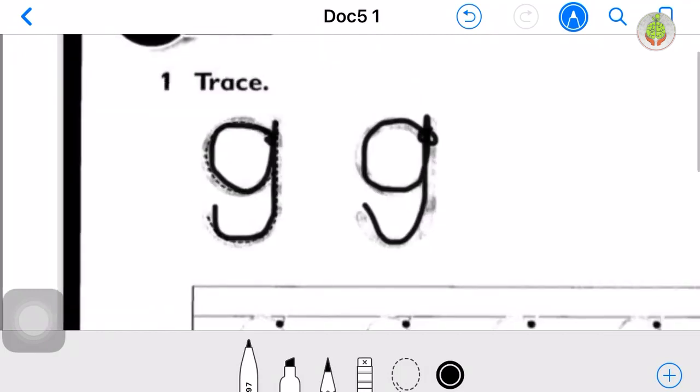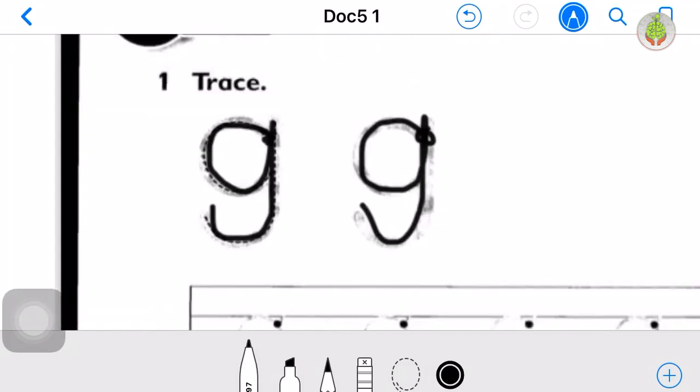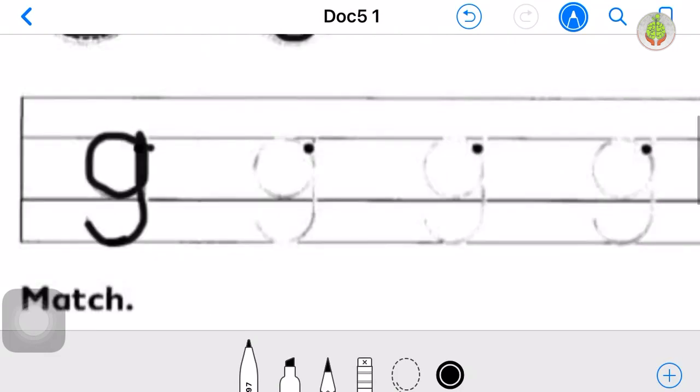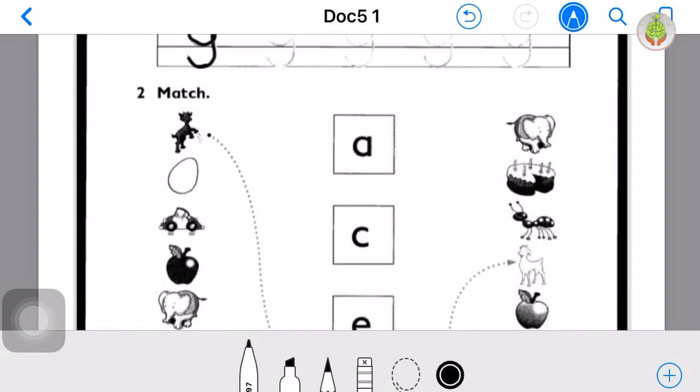What's the sound of the letter g? It's g, g, g, as in goat and girl. And you have to do the rest of the tracing. انتو ترسمون على اثر باقي حرف g. Okay, do it.